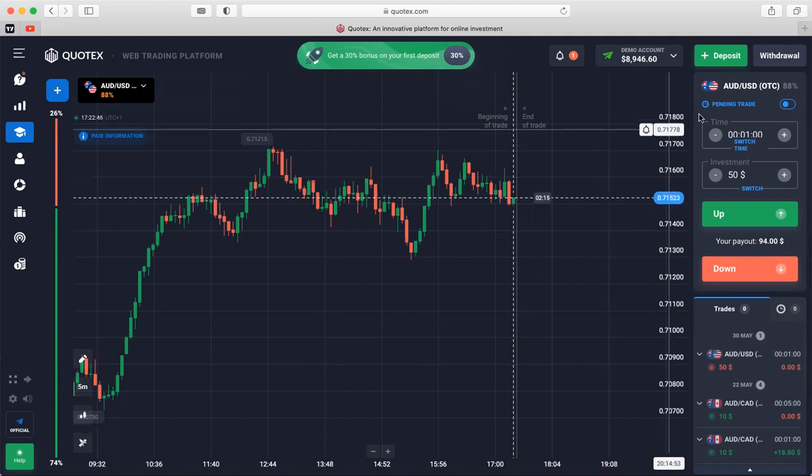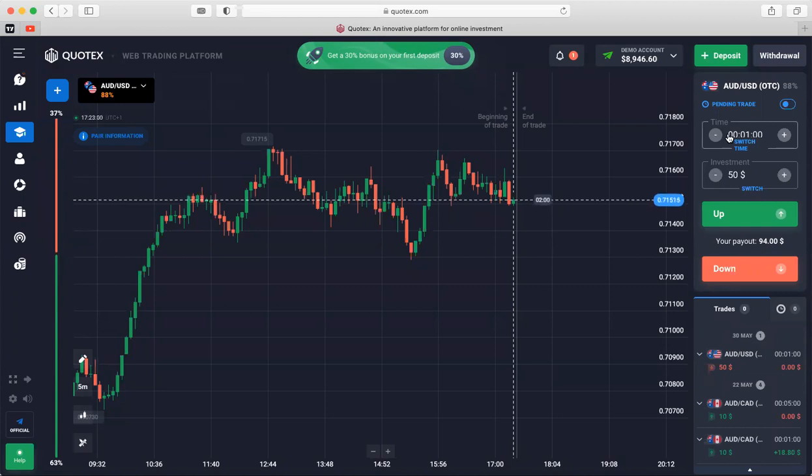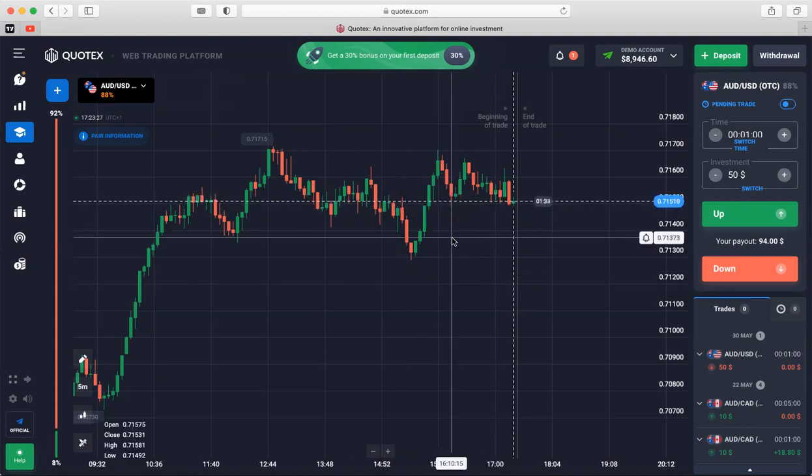So the first one we have is the time. What does this time do? This time is called expiration time. It tells you, if you pick 1 minute, that the trade you placed, or you are about to place, is going to last 1 minute.